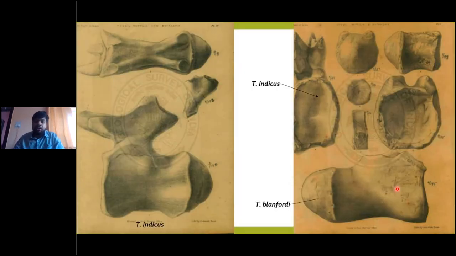And talking about the titanosaur evidence from India, the first titanosaur species was described from the Indian subcontinent. The first titanosaur species named was Titanosaurus indicus. And soon after that, another titanosaur species was described as Titanosaurus blandfordi. Although these two genera and species are no longer valid, because these are known from only caudal vertebrae, and the characters of caudal vertebrae are not substantial to support and to define genera and species. And hence the Titanosaurus genus itself is now invalid.